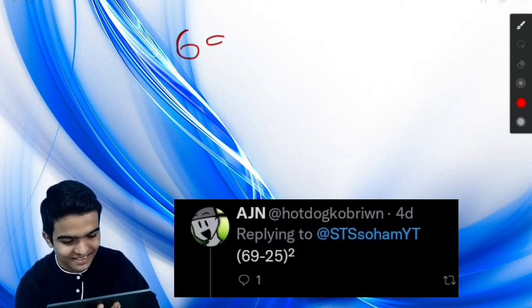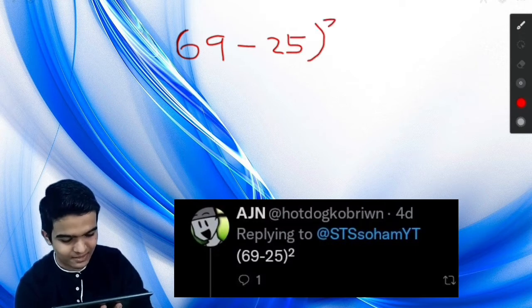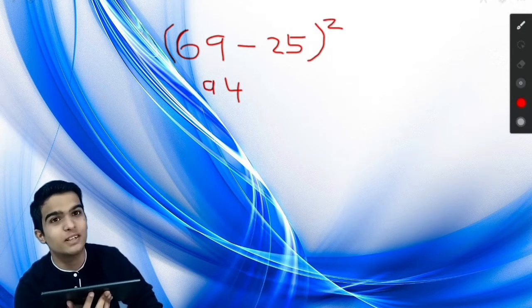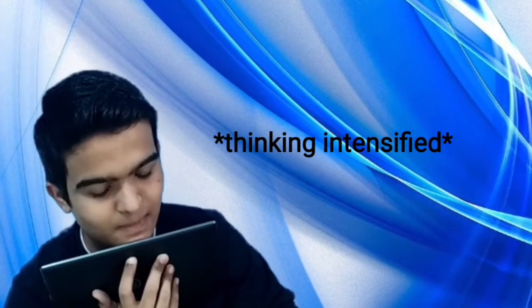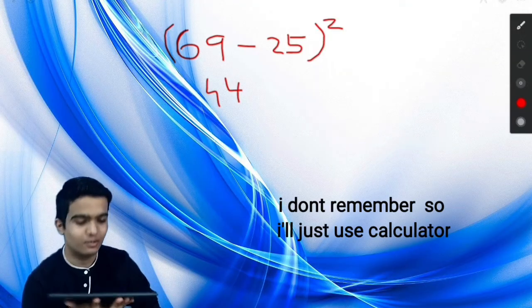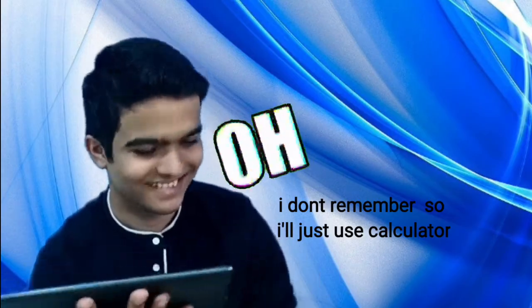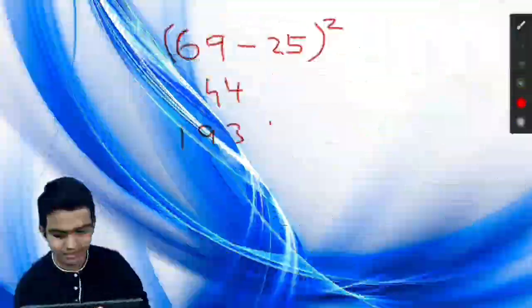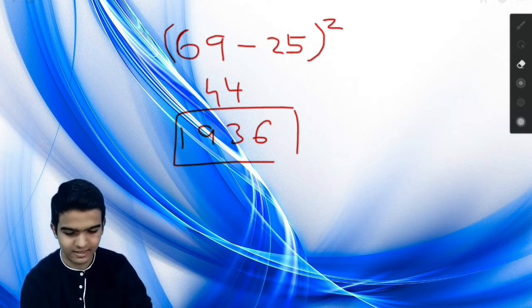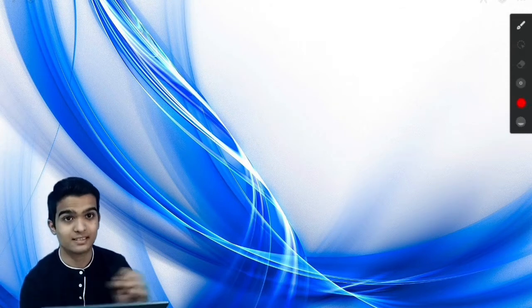Leave it to me. So 69 minus 25 square. I should just solve it. 44 square. So 44 square is, I guess, 40... I don't remember. I should just calculate. So the 44 square is actually 1936. So that's pretty easy, I guess.